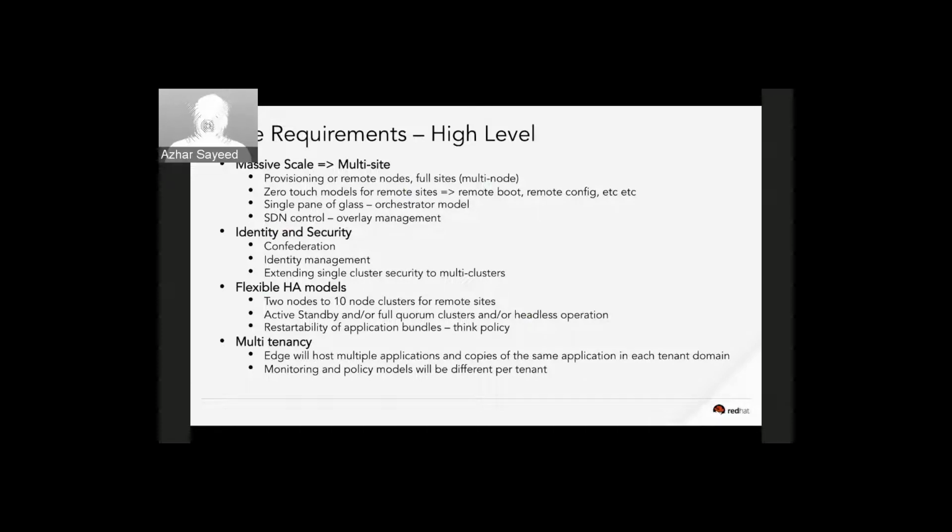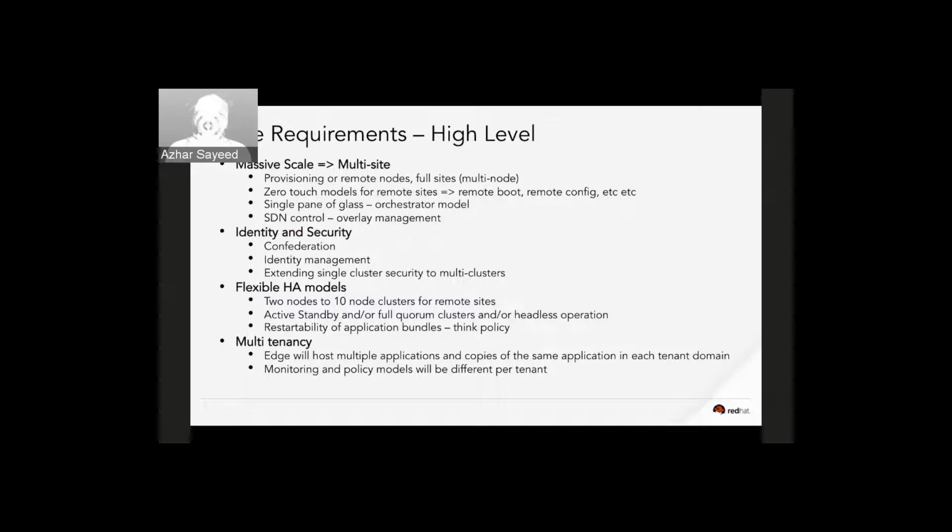So multi-site is incredibly important with respect to edge. So provisioning of those multi-sites, provisioning of those remote nodes, the zero-touch models, the single pane of glass orchestrator model in terms of how you place that functionality and where.